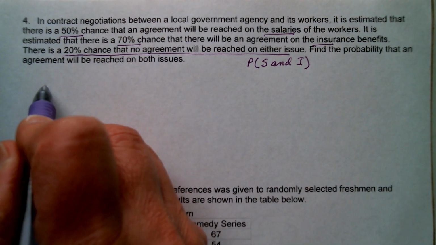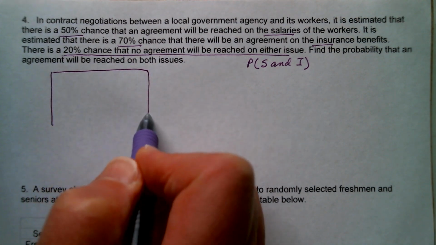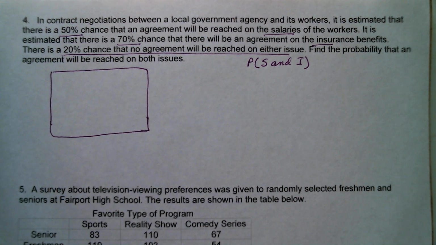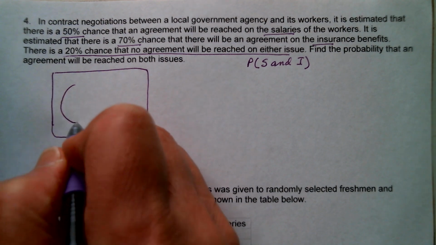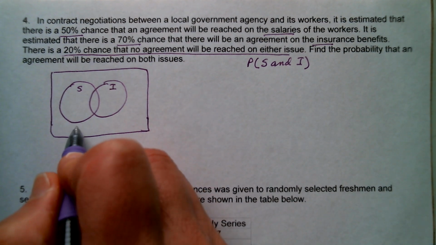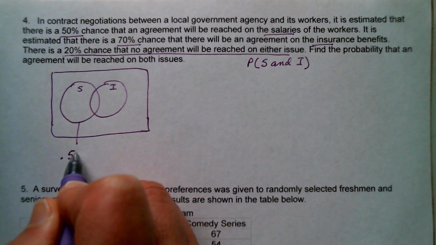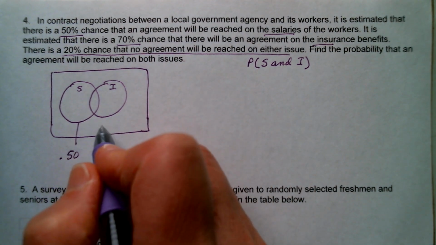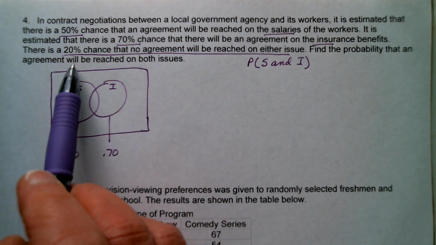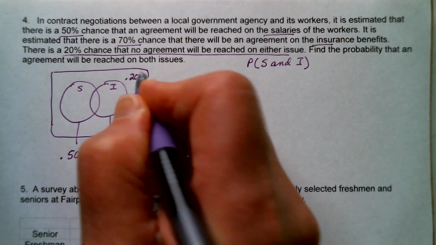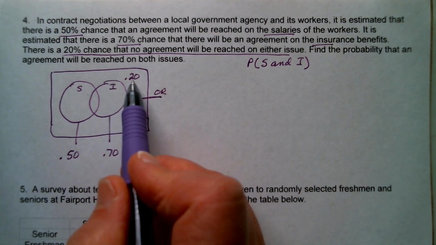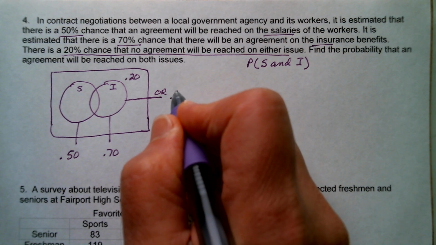So I could use a Venn diagram or a two-way table. With the last question I used the two-way table first, so for this one I'll use a Venn diagram. So we have salaries and insurance. 50% chance for salaries, that's a lollipop stick. I'm going to use the decimal 0.50. Insurance was 70%, and neither is 20, so that's out here. That means our OR would be 1 minus 0.20, which is 0.80.